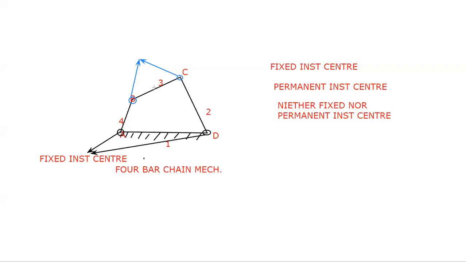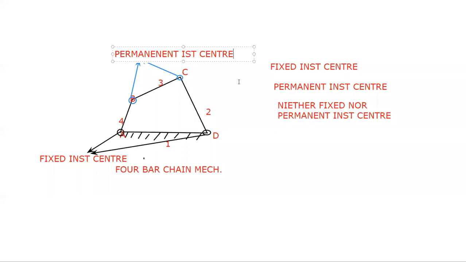Why is this a permanent instantaneous center? Because as these links will be moving, this center will be moving. So it is known as a permanent instantaneous center. So I'll just write it here: permanent instantaneous center.